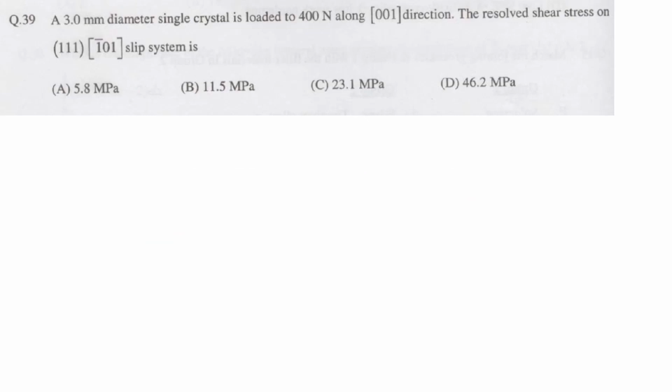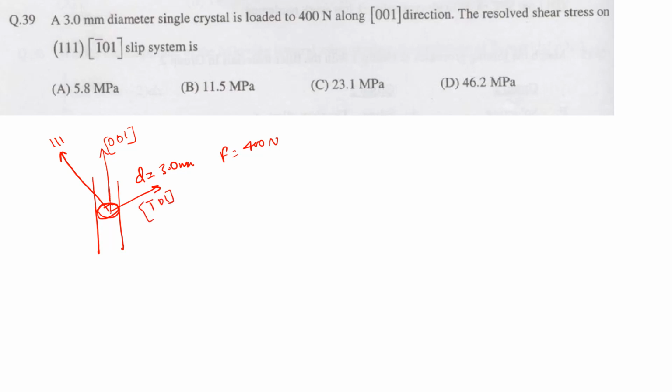Next, a 3.0 mm diameter single crystal, okay, so D is equal to 3.0 mm, is loaded to a force equal to 400 Newton along the 001 direction. So let us assume this direction. The resolved shear stress on the 111 plane, right? So the 111 plane means the normal should be 111 and the direction is given as 1 bar 0 1. Okay, so I think everything is given.